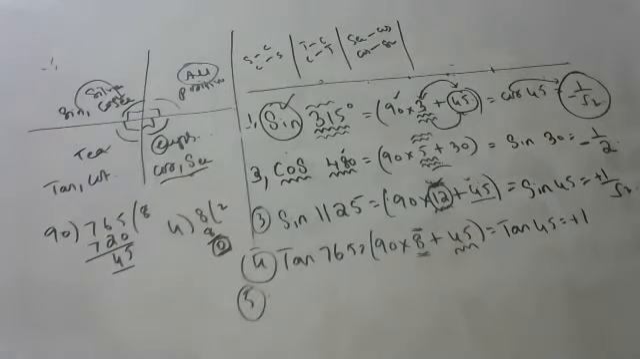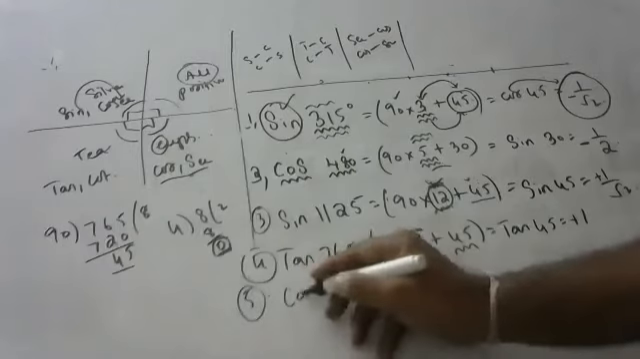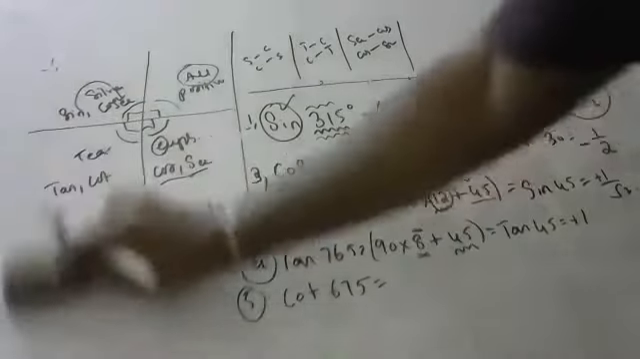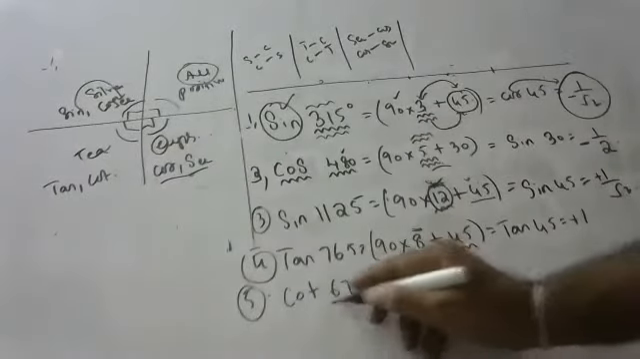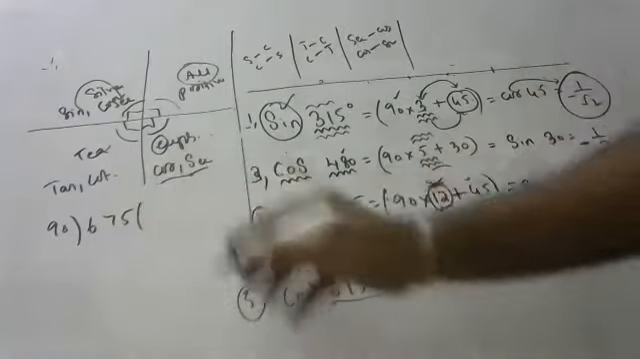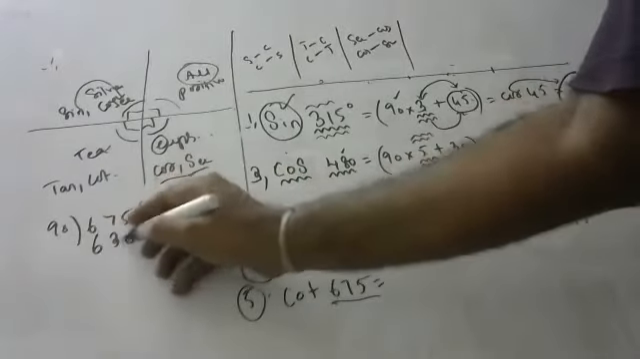Neeraj, I want cot 675. Big angles. Divide 675 by 90. 7, sir. Okay, very good.